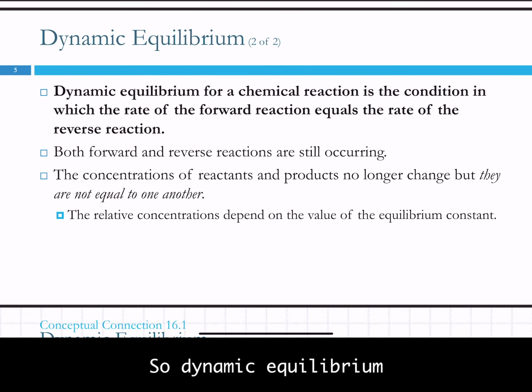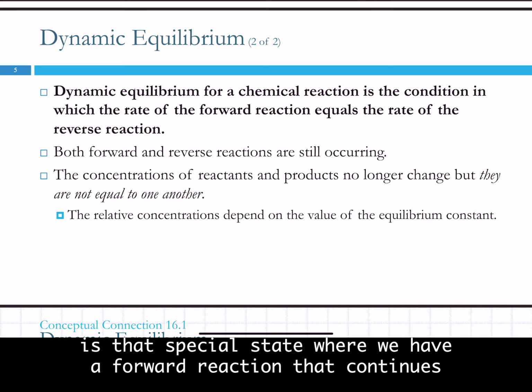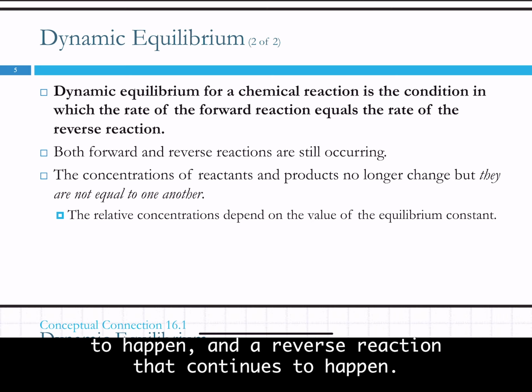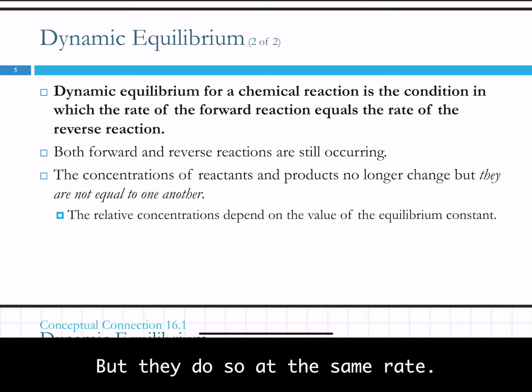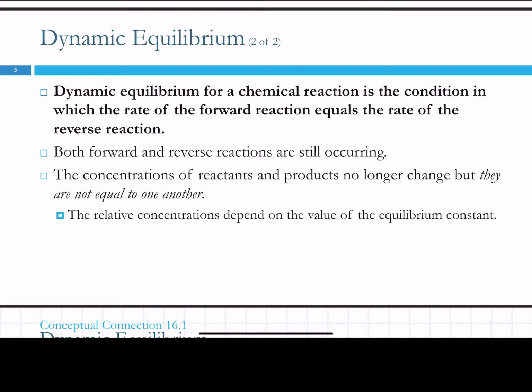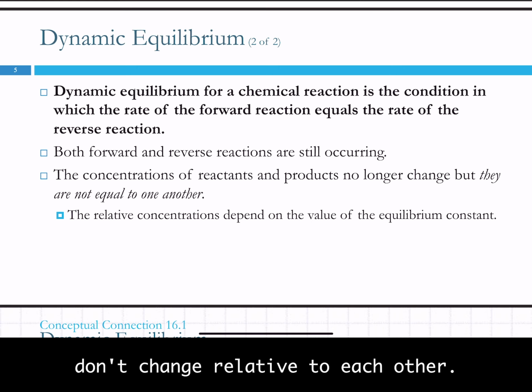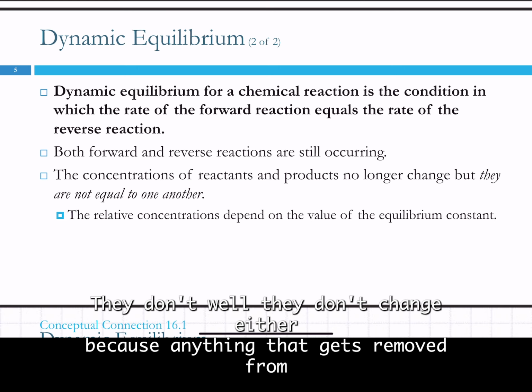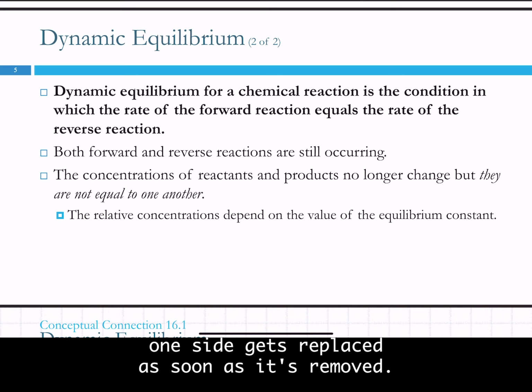So dynamic equilibrium is that special state where we have a forward reaction that continues to happen and a reverse reaction that continues to happen, but they do so at the same rate. And so the relative concentrations, the ratio between them, never changes. They both still occur. The concentrations don't change relative to each other. They don't change either, because anything that gets removed from one side gets replaced as soon as it's removed.